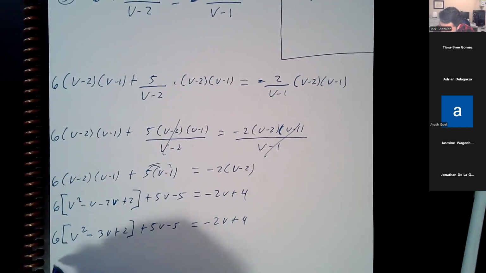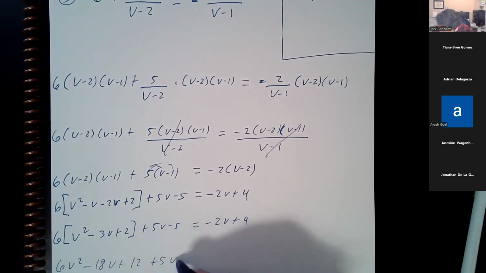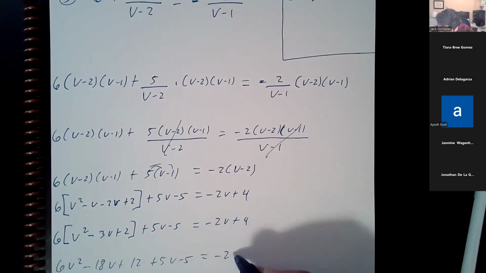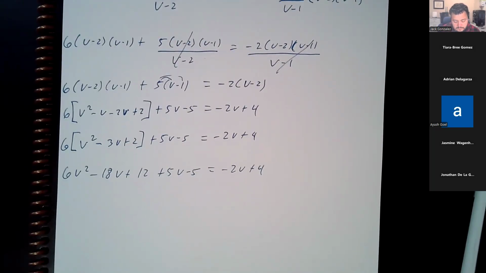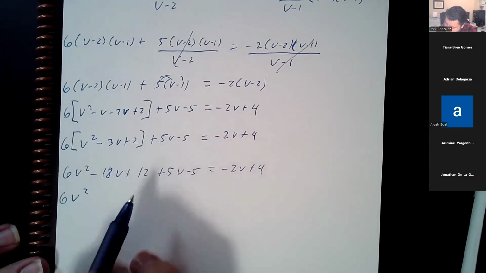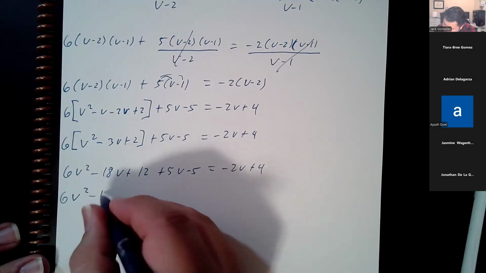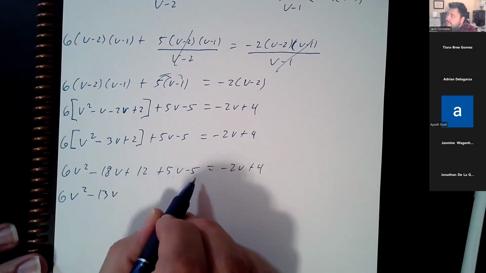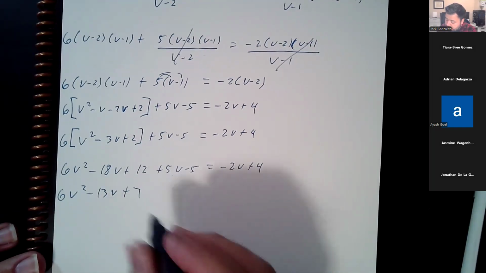Okay. Distribute the 6. Now we just combine like terms and start trying to solve for v. Negative 18v plus v, or 5v, that'll be 13v. 12 minus 5. That's what, 7? Is that right? Probably.